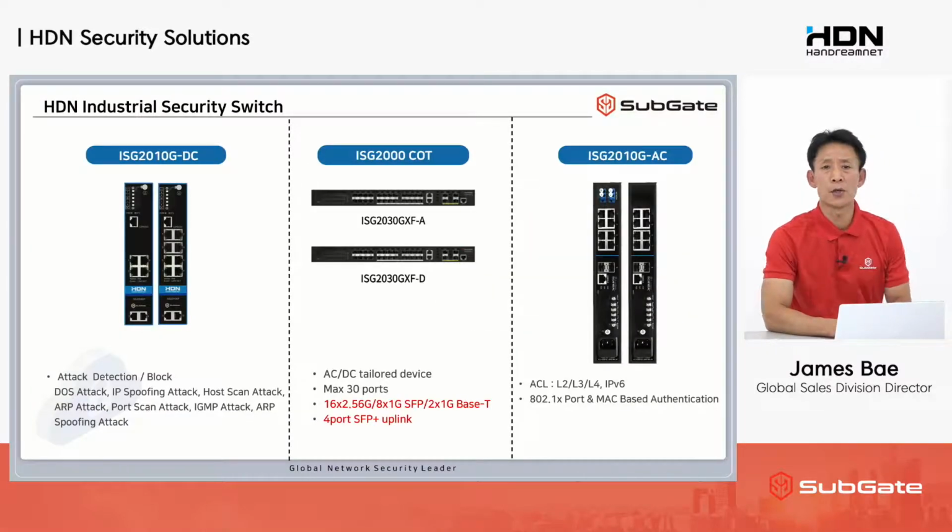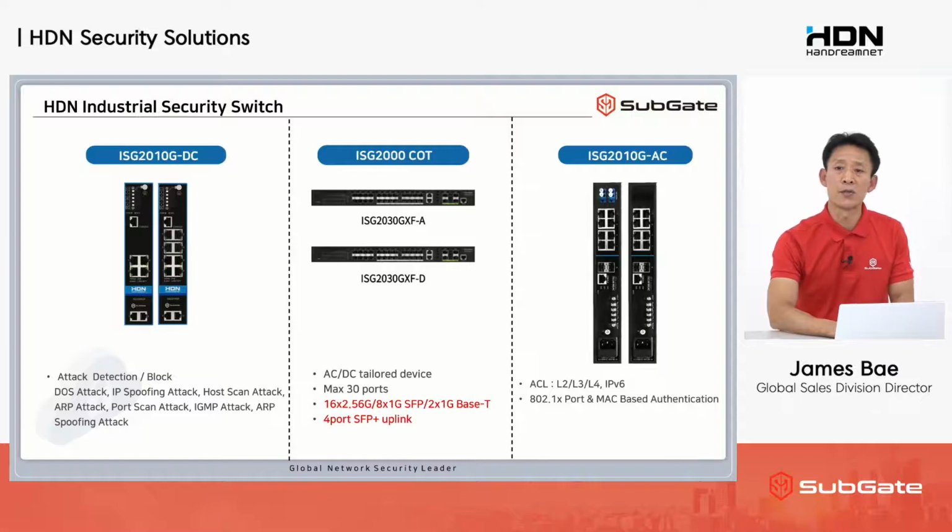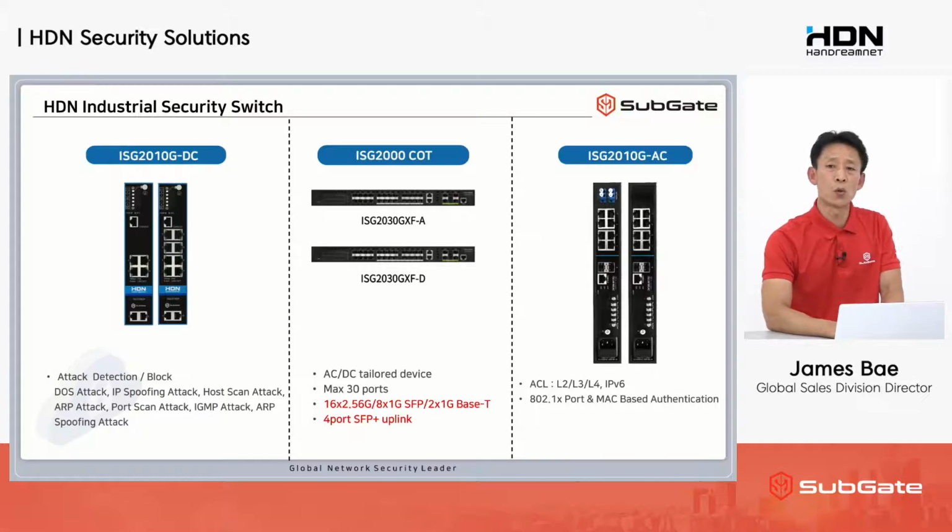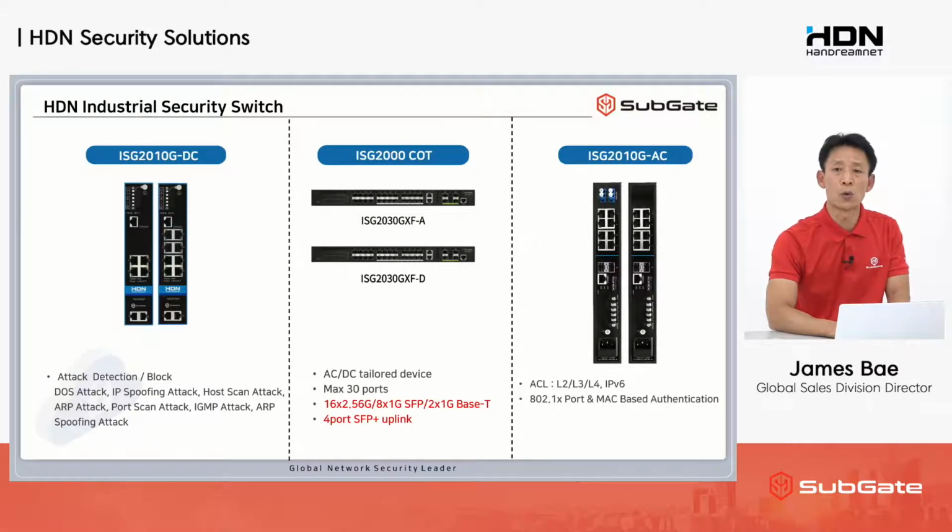HDN Industrial Secure Switch. This is the world's first industrial secure switch. Last year, we had the ISG 2010G DC version industrial secure switch, but we couldn't select an AC version. This year, we have the 2010G AC, on the right hand side. If you need an aggregation switch for the industrial market, then you can select the ISG 203G GXF based on AC or DC power. It supports 16-port 2.5 gig, 8-port 1G SFP, and 2-port 1G Ethernet.